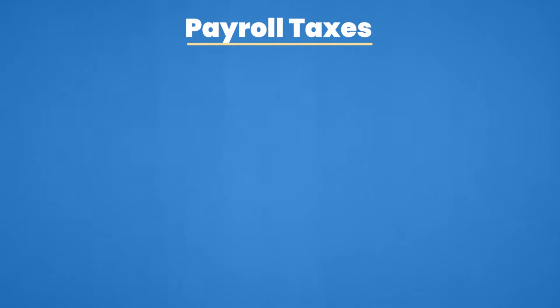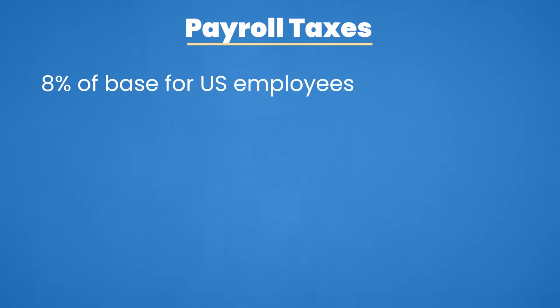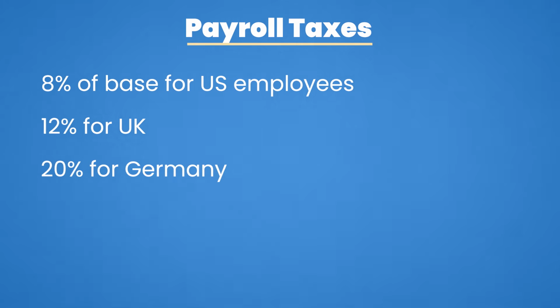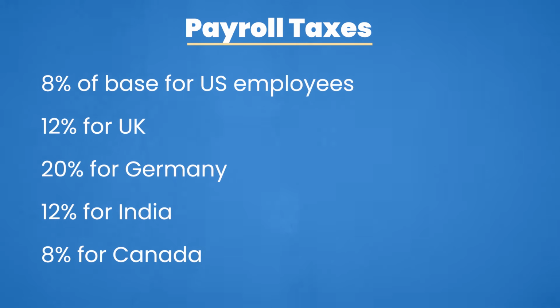As far as payroll taxes go, I'm going to do 8% of base for US employees. For international, the employer side tax burden varies, but I'm going to do 12% for UK, ouch, 20% for Germany, yikes, 12% for India, 8% for Canada. So those are on top of the healthcare burden that I was going to put in. By the way, these are approximations. Your finance team should have the exact rates from your international PEO or EOR, or you can look at what it was last year. So it's a simple division problem.